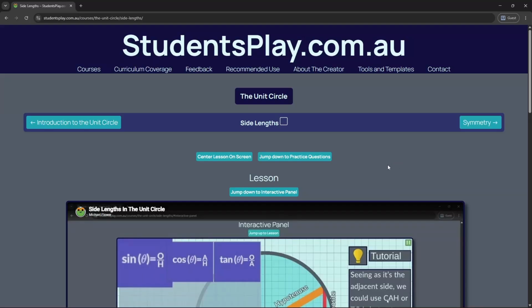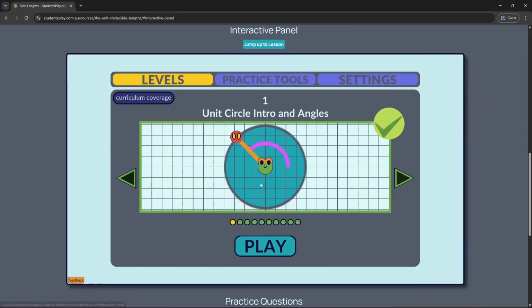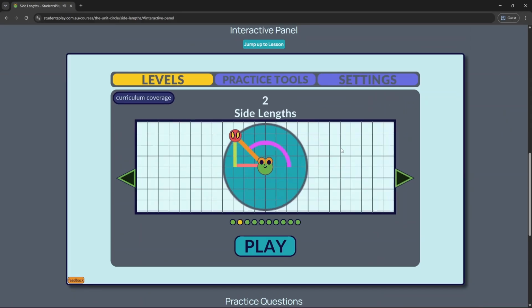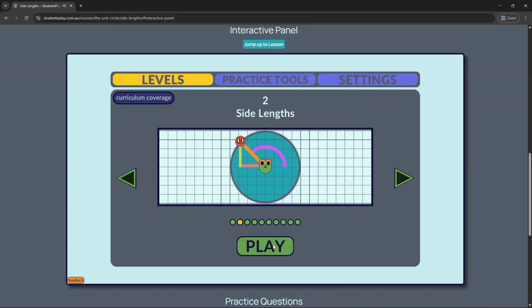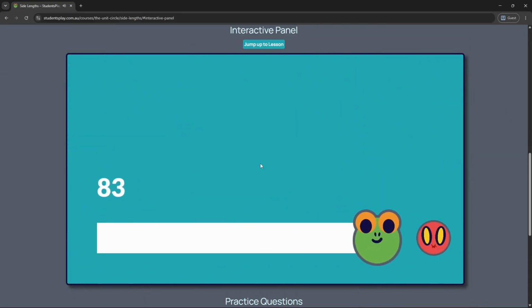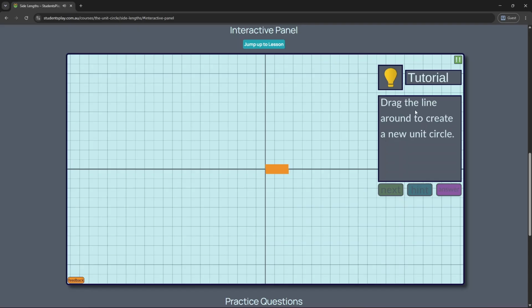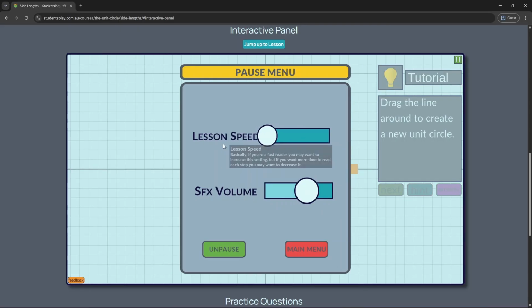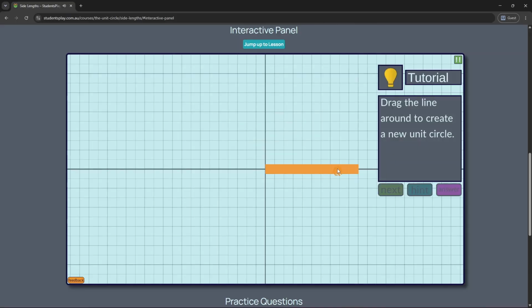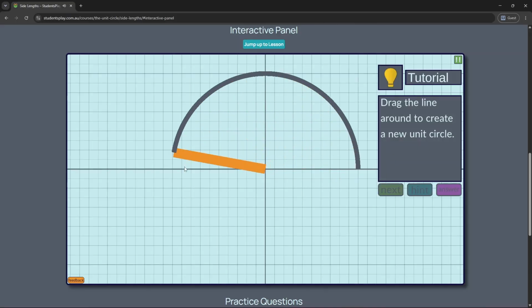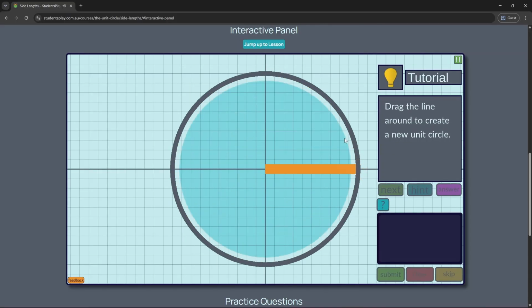Lesson number 2 is side lengths. Let's click here to jump down to the interactive panel. We'll go across to number 2, which is side lengths, and we'll click play. Drag the line around to create a new unit circle. I'm just going to put the lesson speed down like that. Alright, drag it around like this, just like in the last lesson.